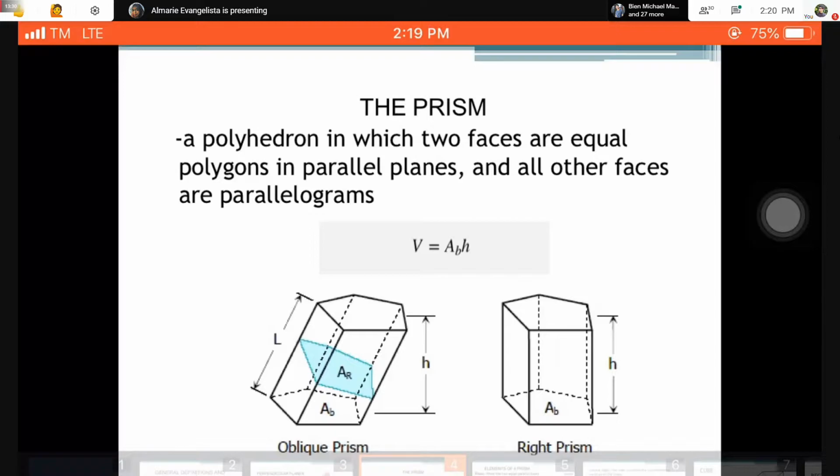Tapos yung right prism naman, yung height, kung papansin nyo, yung height nung right prism is lateral edge, or lateral edge means intersection of two lateral faces. And lateral faces means faces in a prism or pyramid that are not bases. Ayun lang.